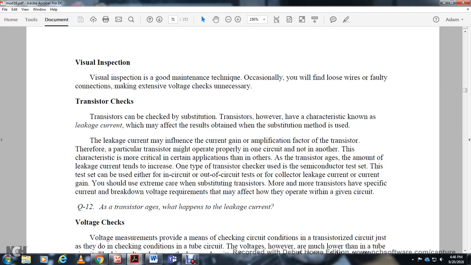Transistor check. A transistor can be checked by substituting a transistor with known characteristics. The result obtained with the substitution is influenced by the leakage current and the current gain of the transistor, so a particular transistor might operate properly in one circuit and then not in another.